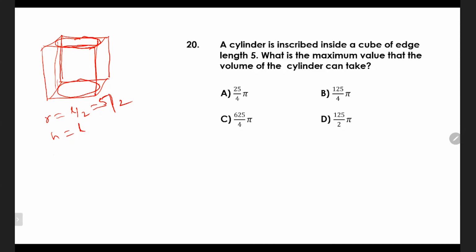What is the maximum value that the volume of the cylinder can take? The volume of a cylinder is pi r squared h. That is pi into r squared, which is 25 by 4, into height 5. That is 125 by 4 pi. So the option is B. Please note it fast, quick.